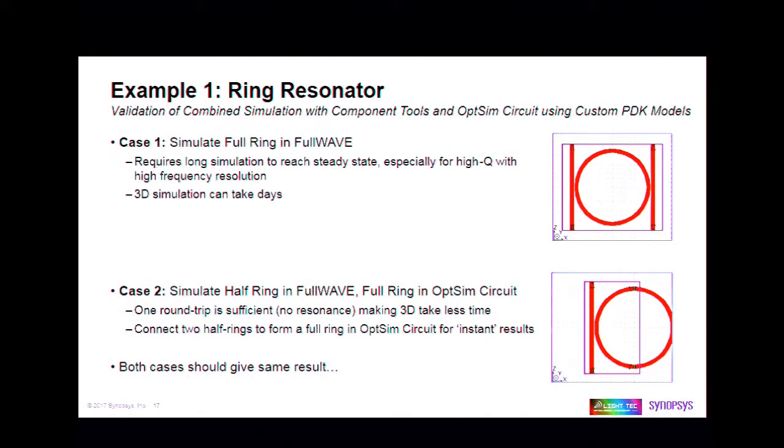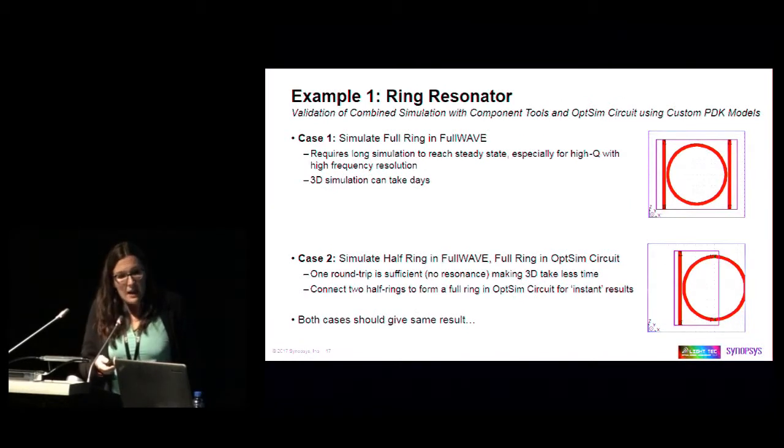Let's start with a really simple example, a ring resonator. This ring resonator is quite well known. It's a filter, and it is also well known that at the passive component level, we have to use FDTD in order to simulate propagation of light through this component.